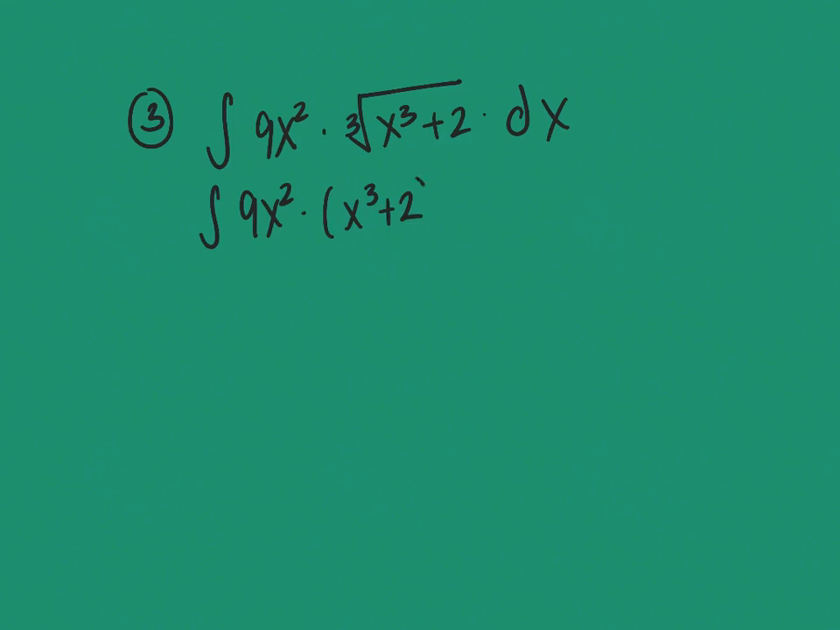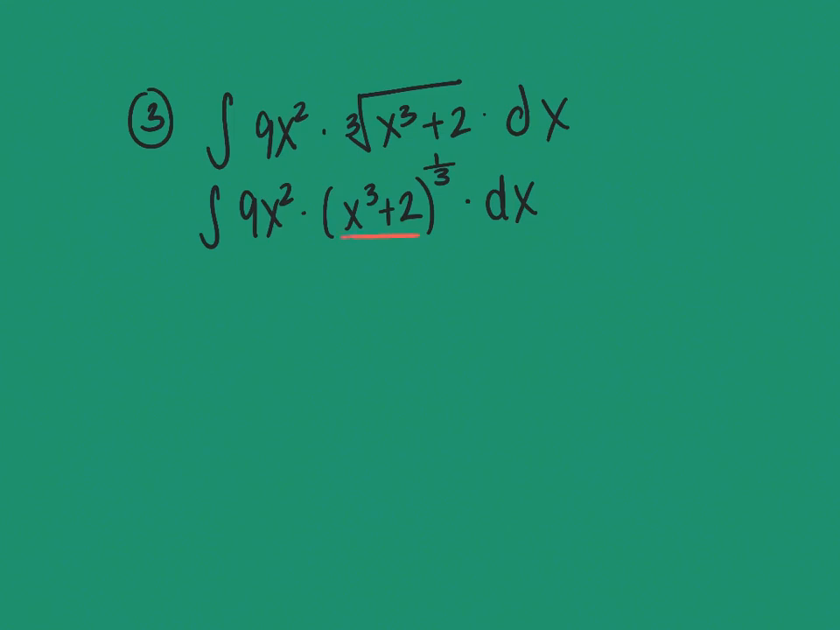All right, last and final example. Problem number 3. So we want to integrate 9x squared times the cube root of x to the 3rd plus 2 dx. So just like in example number 2, we're going to make the radical with a rational exponent. So we have 9x squared times (x to the 3rd plus 2). Now you should remember that a cube root is the same thing as raising to the 1/3 power, and then times dx. So again, if you want to pause the video at this point, try it, see if you can do it, and then hit resume for the explanation.